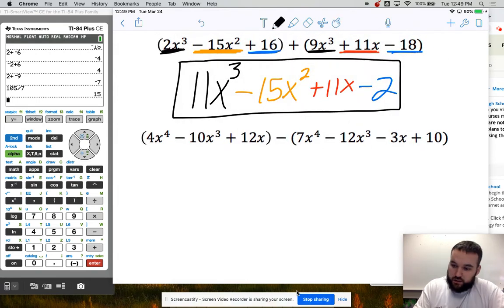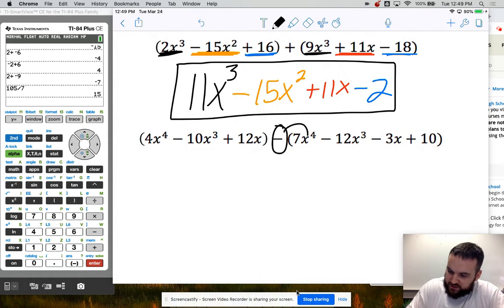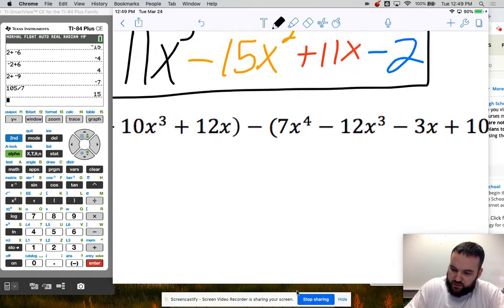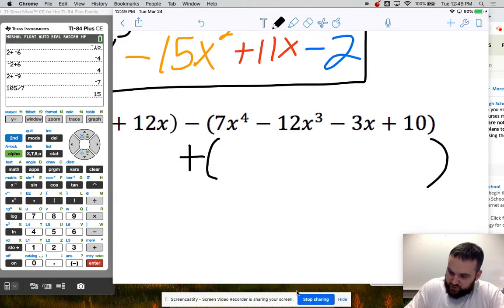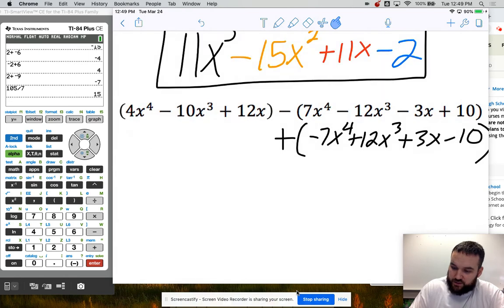If it was subtraction, if you recall, this minus sign essentially has to distribute to everything in the second set of parentheses. Instead of doing that, what I like to do is change the minus to a plus, and then switch the sign of everything in the second parentheses. So negatives become positives, and positives switch to negatives. Now the first polynomial, the first set of parentheses, does not change. So we'll keep that the same.